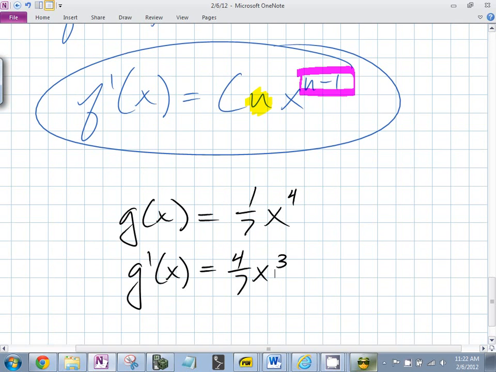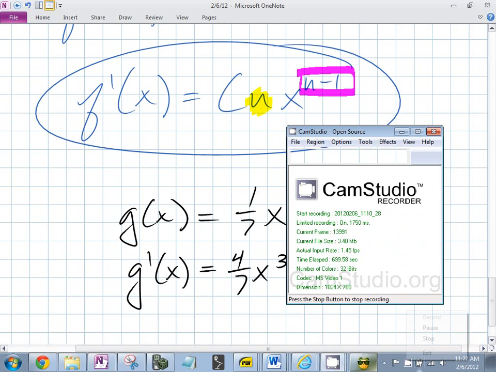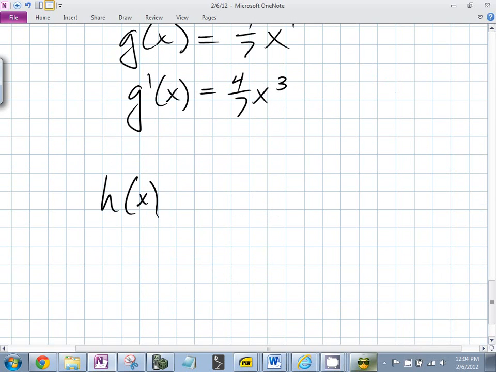Let's ramp it up a little bit, I guess. Say h of x is equal to 17x to the 3/2. Can someone tell me what h prime of x is going to be? 17 times 3/2, x to the 1/2. Done. Wait, why is it 1/2? Because 3/2 minus 1 is 1/2. Wait, 3/2 minus 1/2 or 1? 1. Okay. So you always subtract 1. You just always subtract 1.